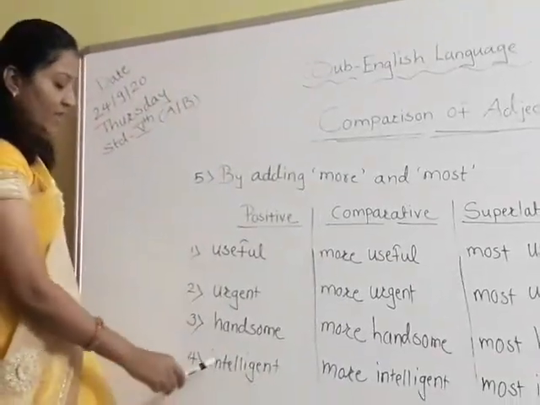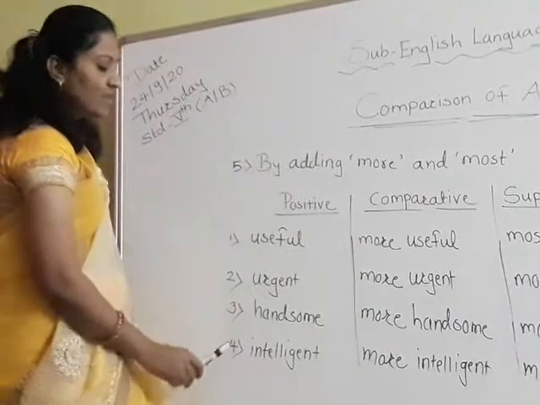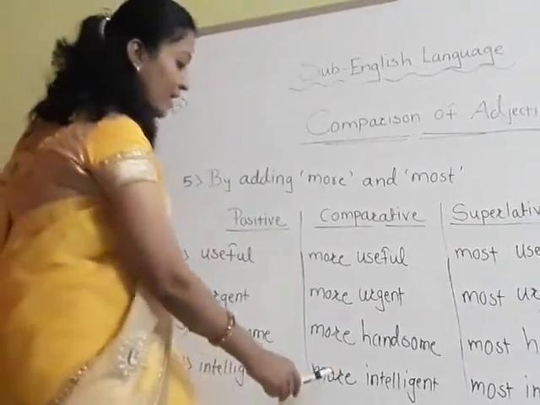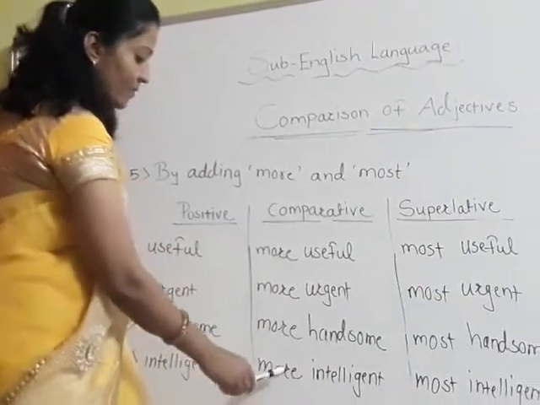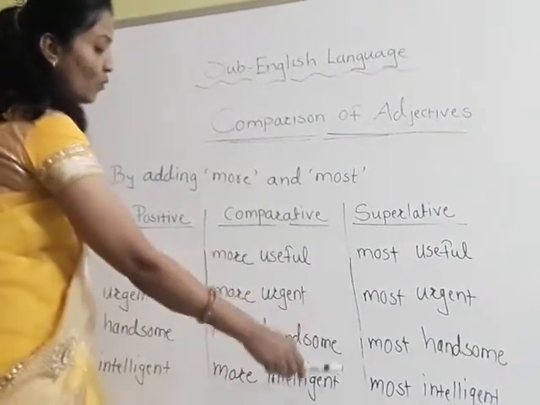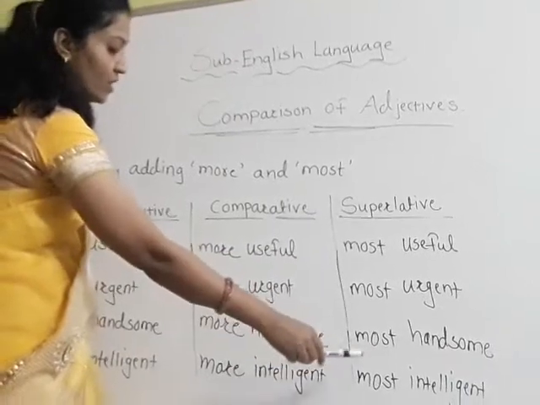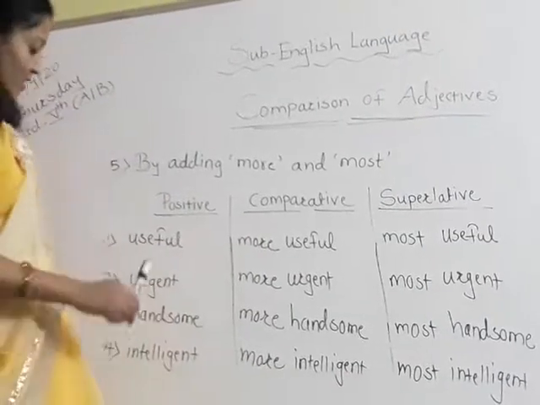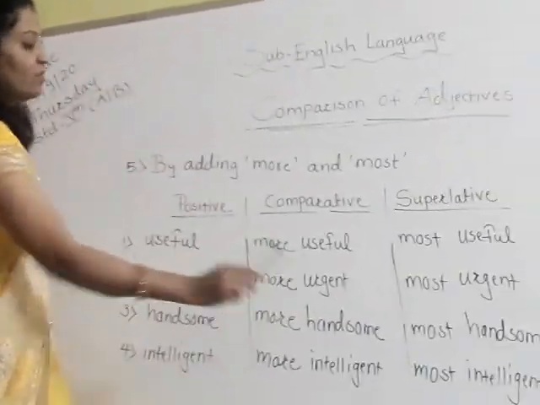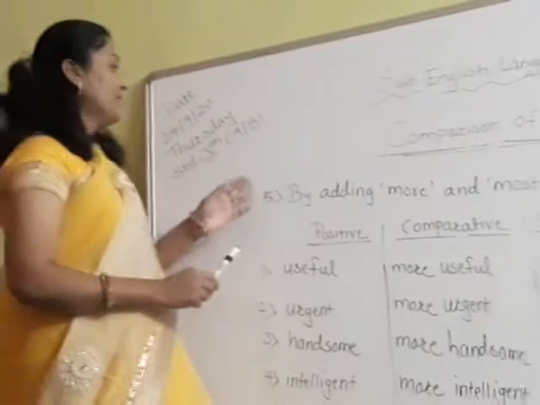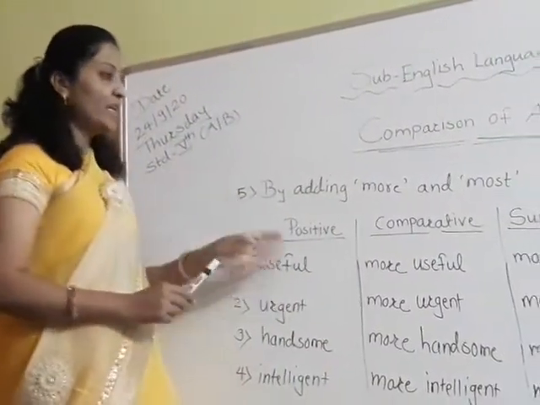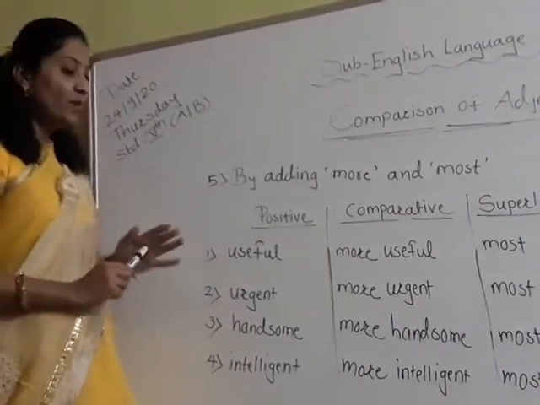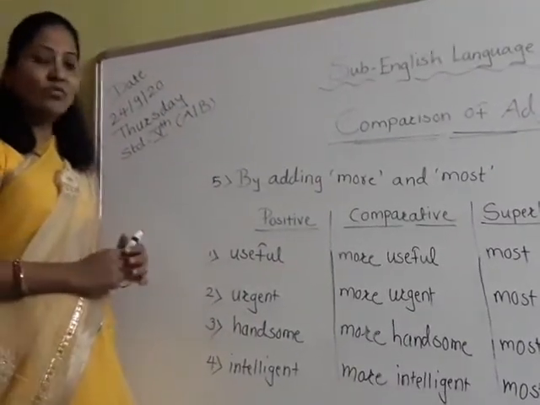Then the fourth word is intelligent. This is also an adjective. All these are adjectives. I have added more before this word and it has become more intelligent, and in superlative degree I have added most before this word and it has become most intelligent. So intelligent, more intelligent and most intelligent. In this way we can form comparative and superlative degrees. Have you understood? It is very simple. Okay, let's move further.